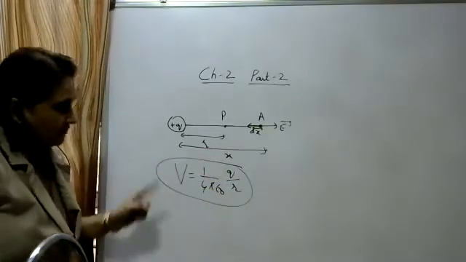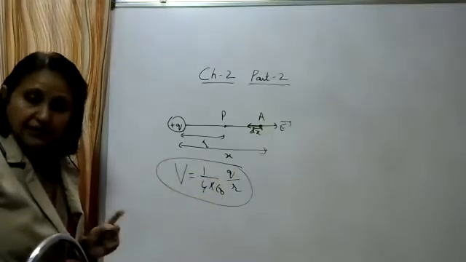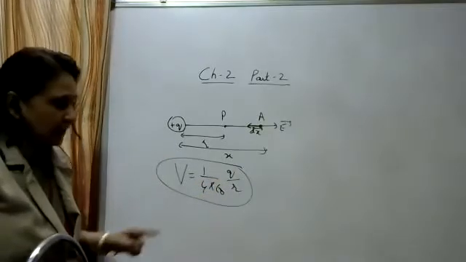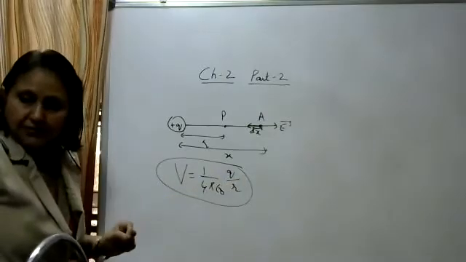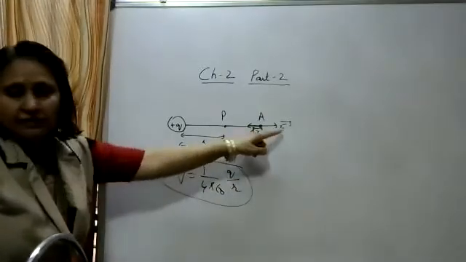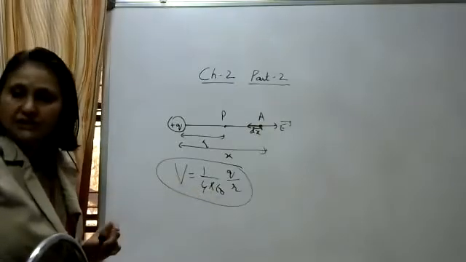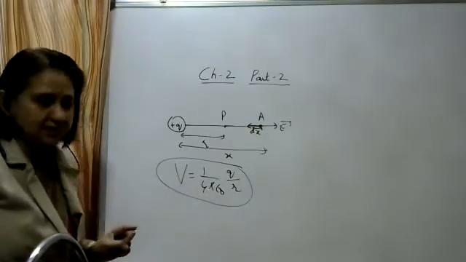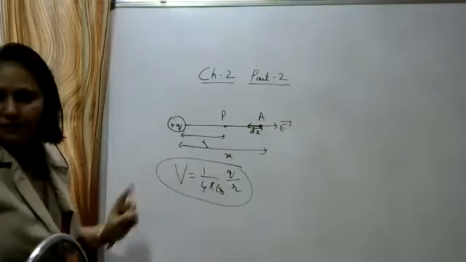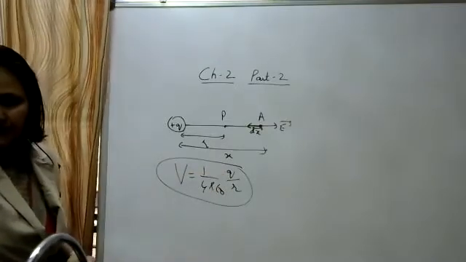The electric field due to a point charge is 1 upon 4 pi epsilon naught Q by R square. Electric field is a vector quantity, so whenever you write down electric field, you have to mention its direction: away from the positive charge, towards the negative charge. But potential is a scalar quantity, so there is no need to mention any direction. For a positive charge, the potential will be positive; for a negative charge, the potential will be negative.